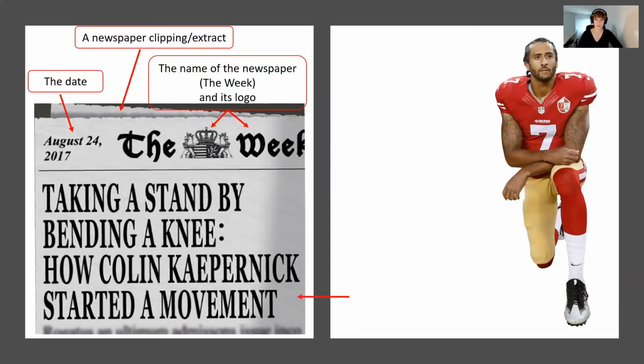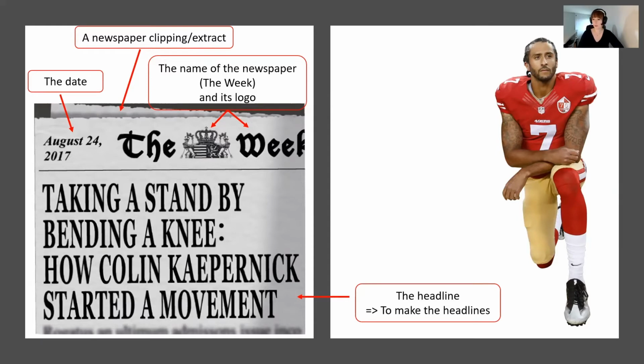Finally, we can see big letters that make a sentence. Taking a stand by bending a knee. How Colin Kaepernick started a movement. This is called the headline. The headline, le gros titre. So the headlines, plural, les gros titres. Faire les gros titres will be to make the headlines. Apparently, a person called Colin Kaepernick made the headlines.